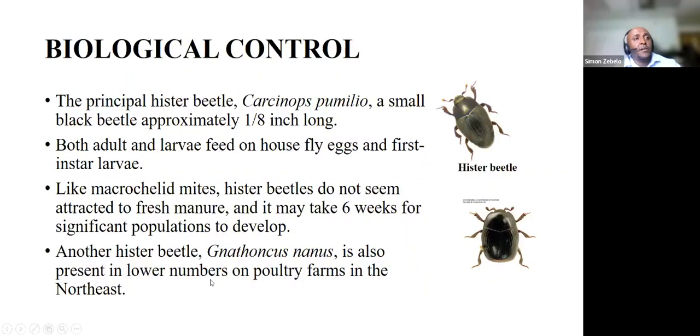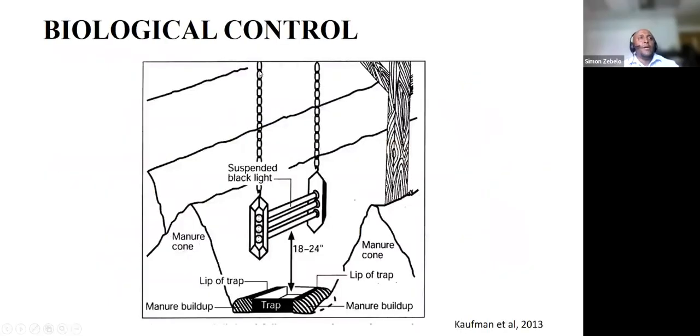Another Hister beetle, which is the lower one, Carcinops pumilio, is also present in lower numbers on poultry farms, but the most common one is this Hister beetle. And then the problem with Hister beetles is that early in spring, they try to disperse. They try to escape from the poultry houses.